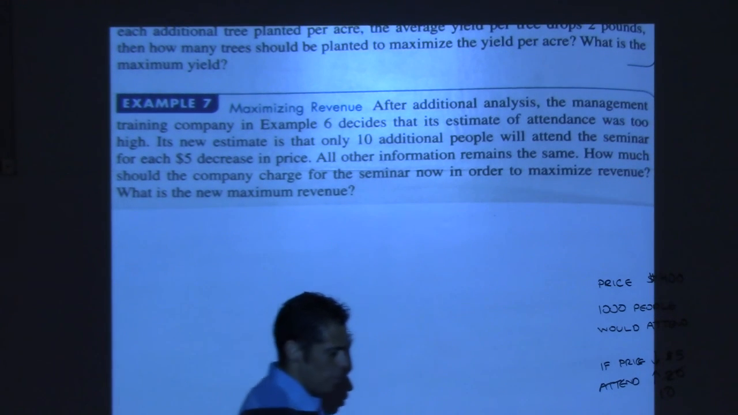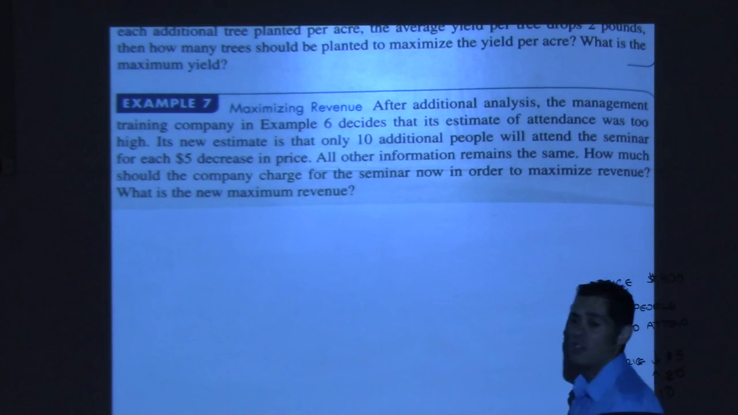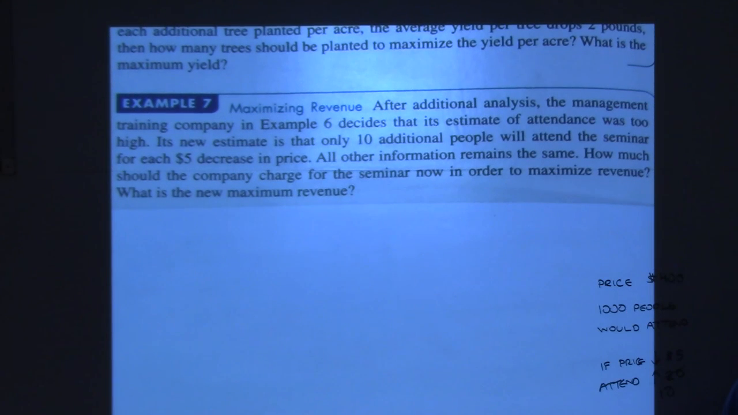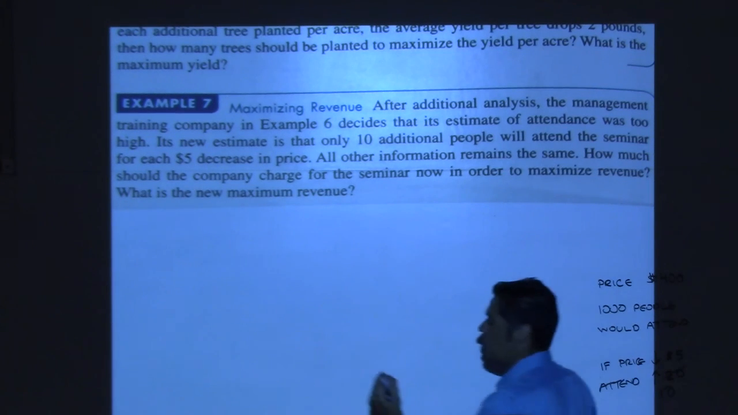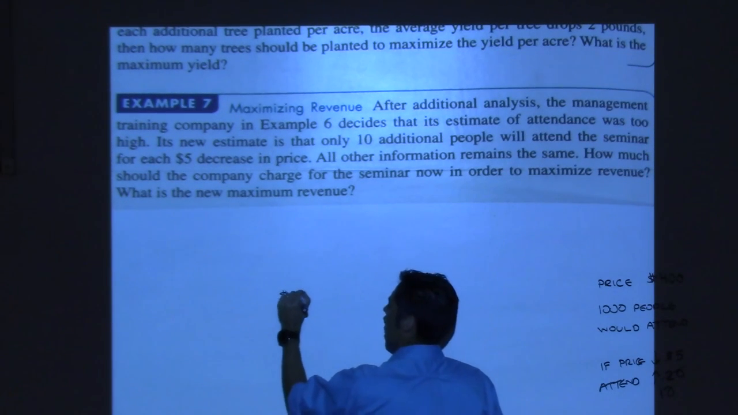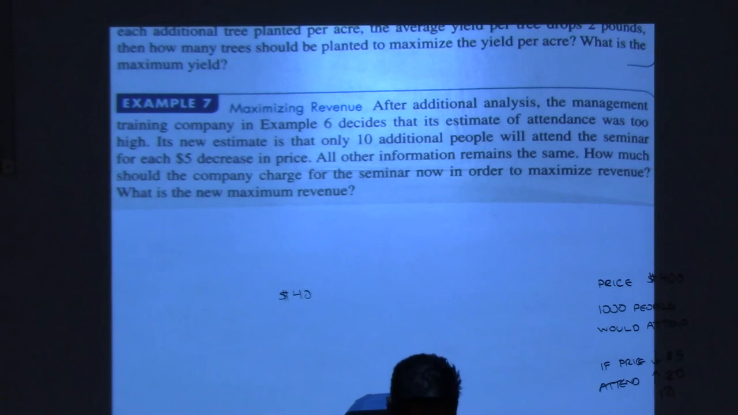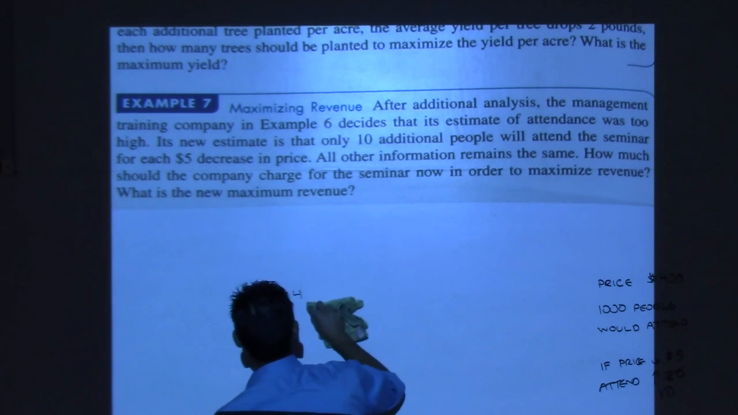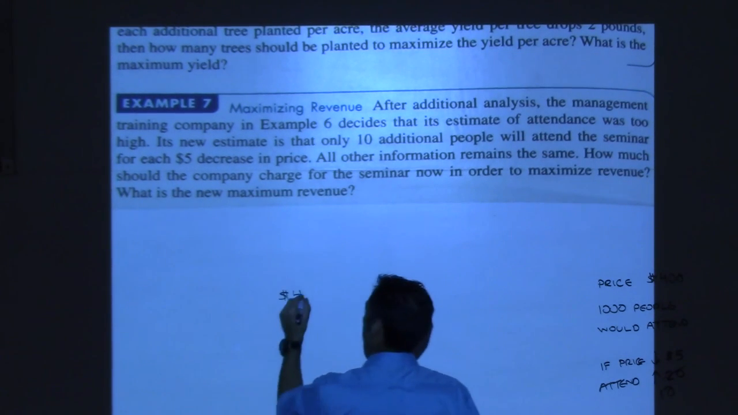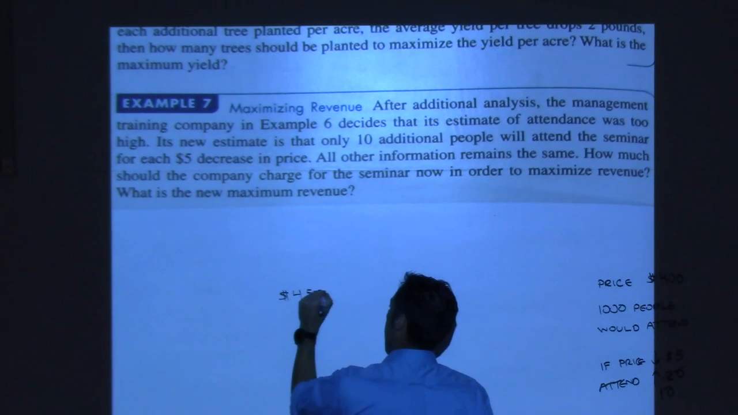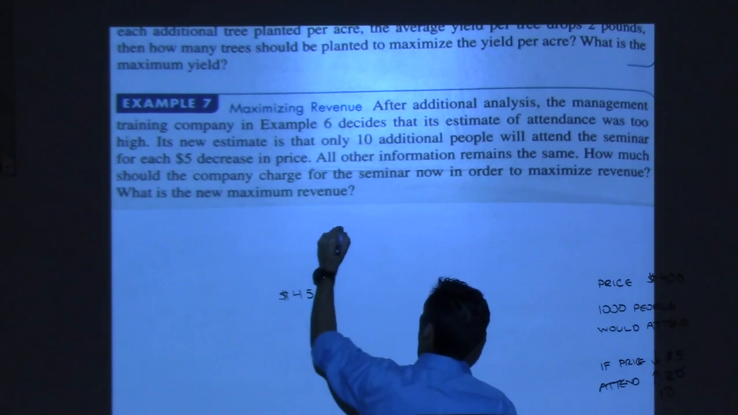Let's take a poll here. What should the new price be? What is it? 450? Do we have anyone in agreement? 450 for the new price? You agree? Okay, let's figure out what is the revenue function.